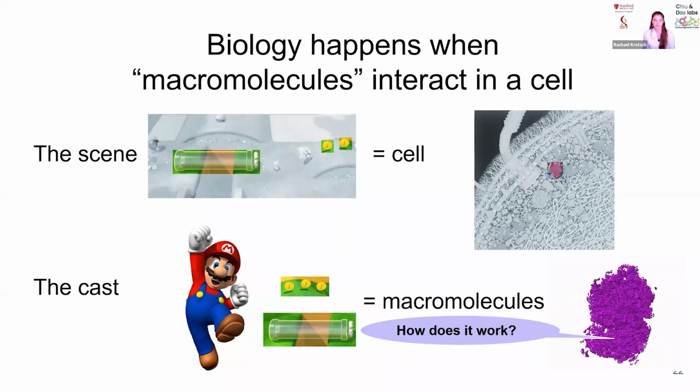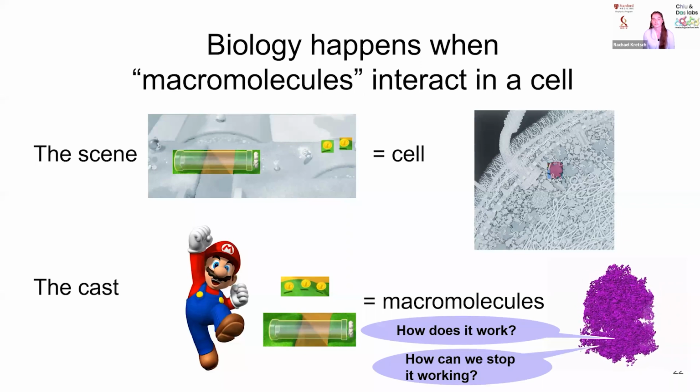How do they work? So in the case of Mario, he put his hands down and laid down to make it through the tube. And then how can we stop it working? So in the case of Mario, we gave him a bunch of coins. But in the case of viral biology, it's often through drugs.